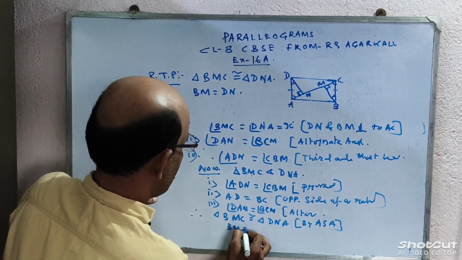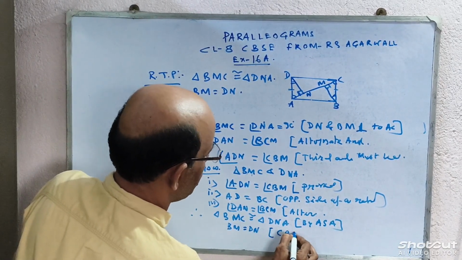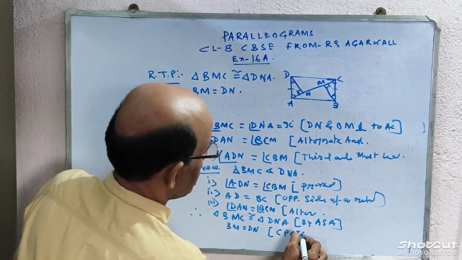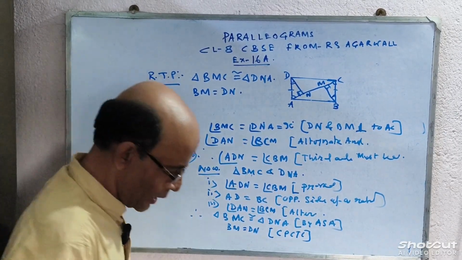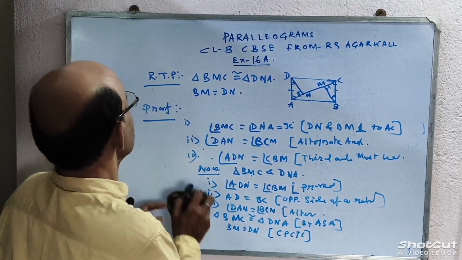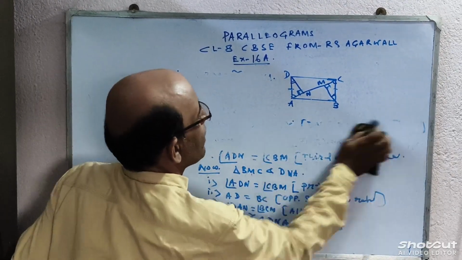Therefore, last question: BM is equal to DN? Yes, BM equals DN. The reason to write is only CPCTC. CPCTC means corresponding parts of congruent triangles are congruent. This is the solution of this sum.